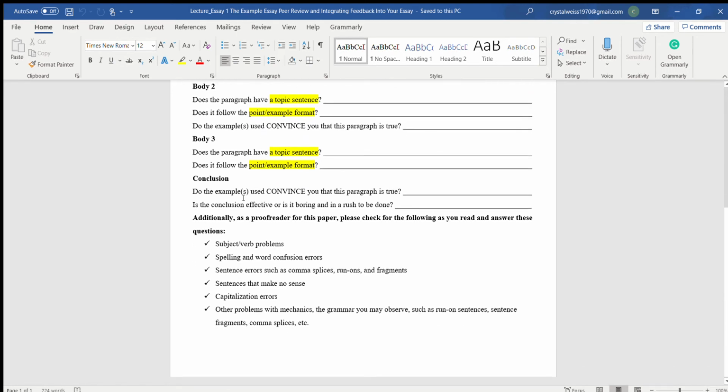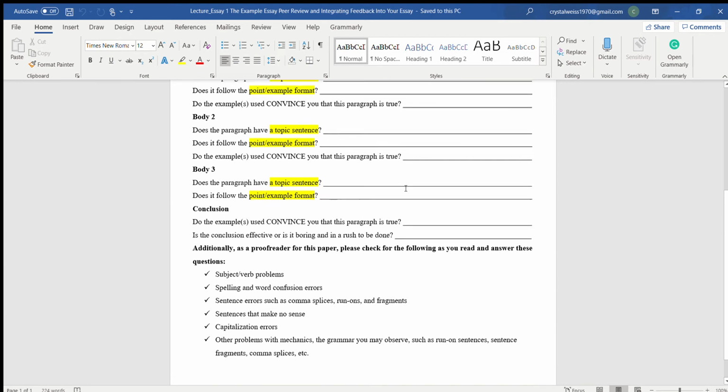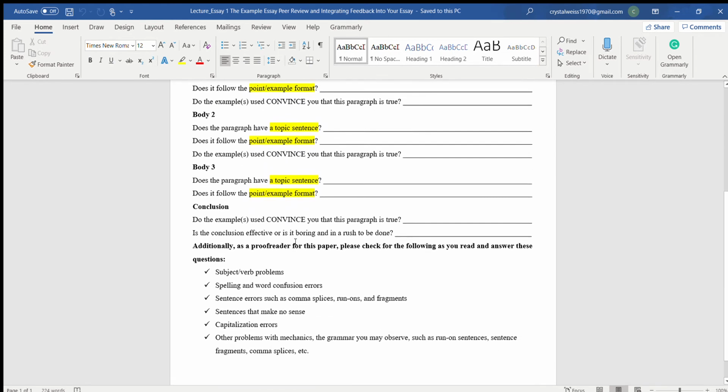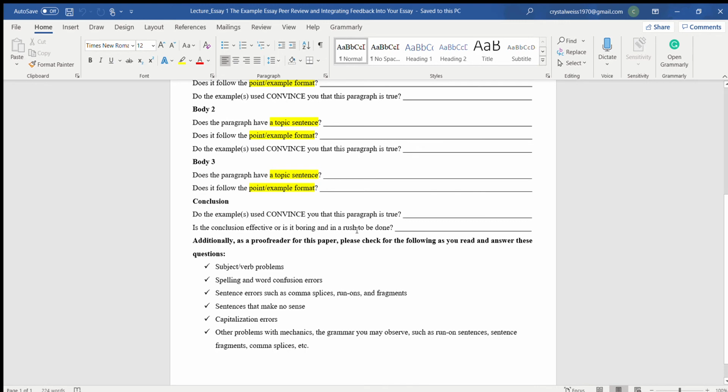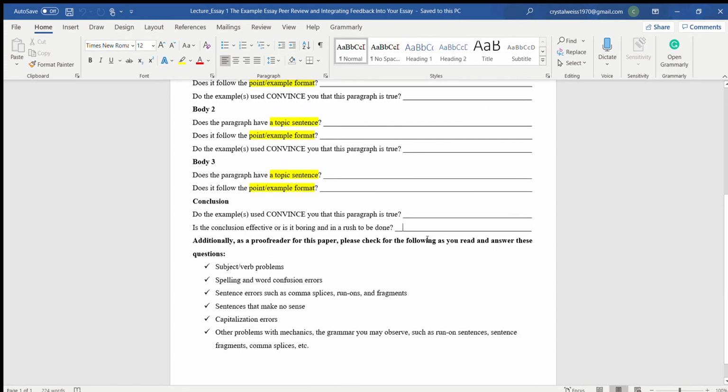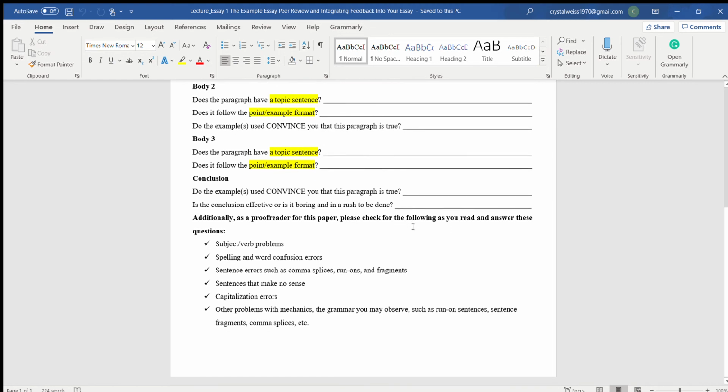The conclusion. Do the examples used convince you that this paragraph is true? Did they follow that thesis? Is the conclusion effective, or is it boring and in a rush to be done? Does it refer back to that thesis statement? Is it a conclusion for real, or is it just a ramble of a bunch of sentences like they're just trying to get done with this essay?